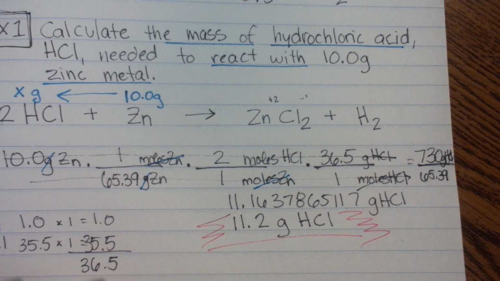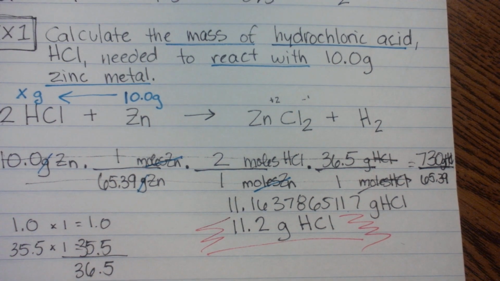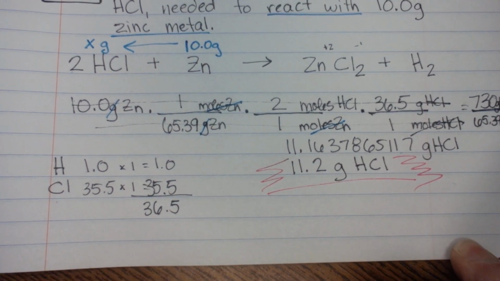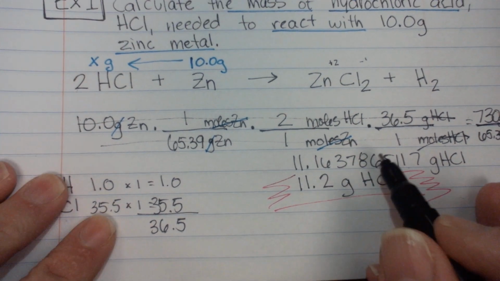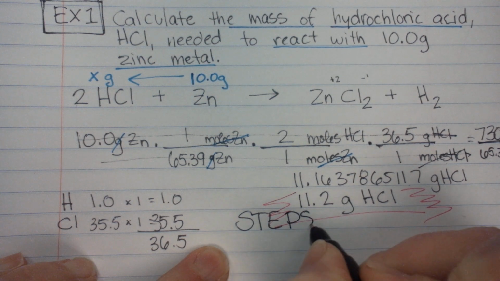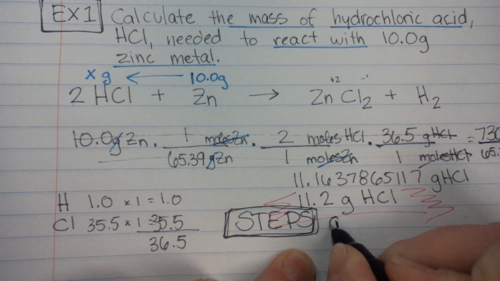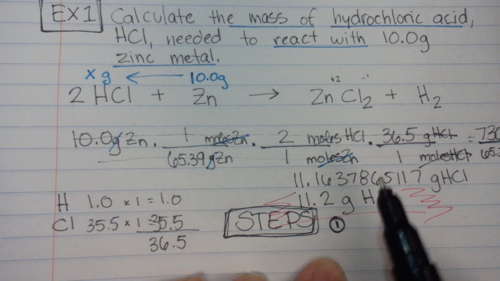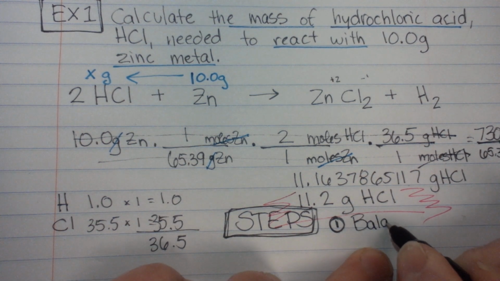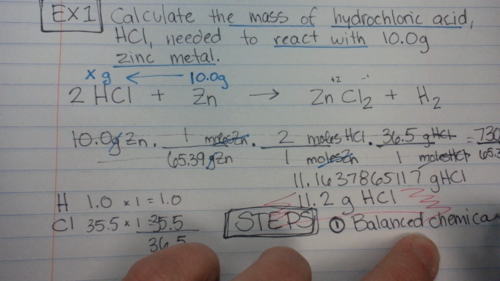Now, I told you guys to think about the steps that we did. Okay. So I have run out of paper, but we'll put the steps right here. Alright. So, these problems take a lot of thinking. What was the first step? Balanced chemical equation, absolutely. If you don't have that, then you don't have the mole ratios and you can't go any further.